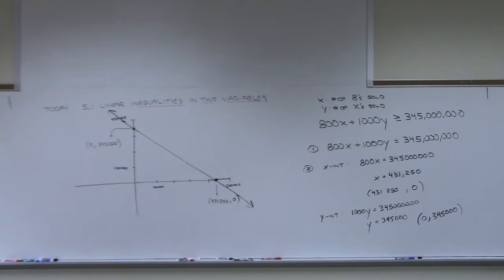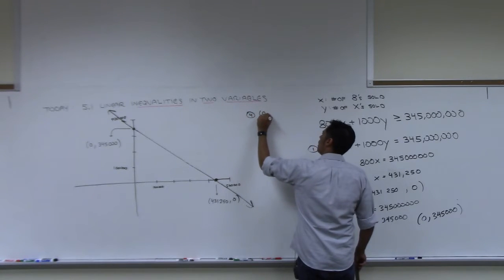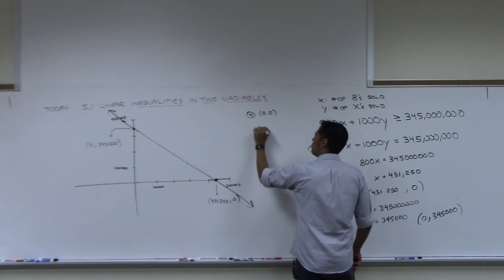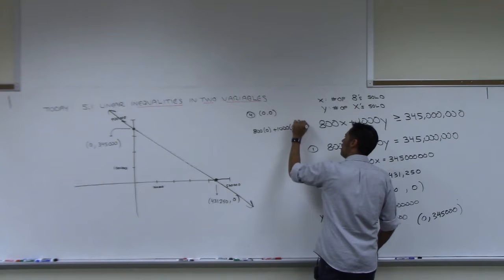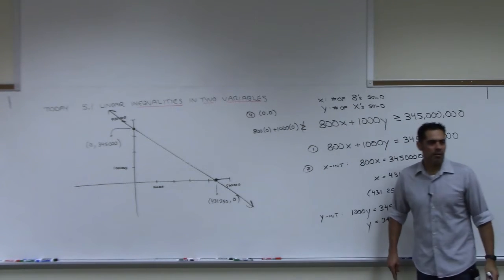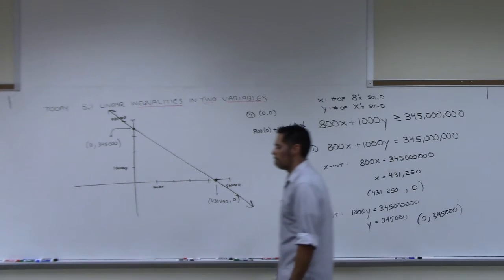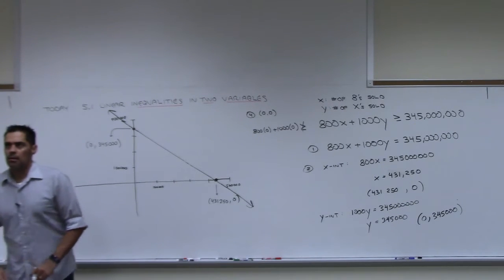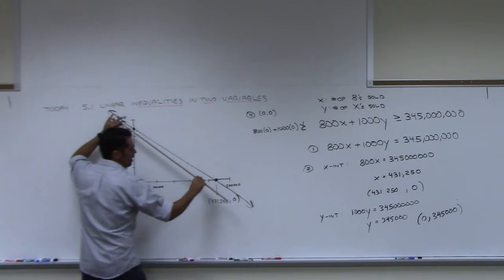Test a point. What's a good point? 0, 0. So if I test 0, 0 in here, I hope it's obvious to you that 800 times 0 plus 1,000 times 0 is not going to be bigger than or equal to, right? It's not going to work. So I shade everything up, right? Or do I? I agree we need to shade up. We do need to shade this way, but not everything.